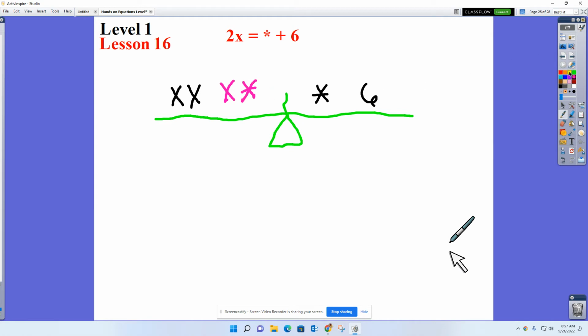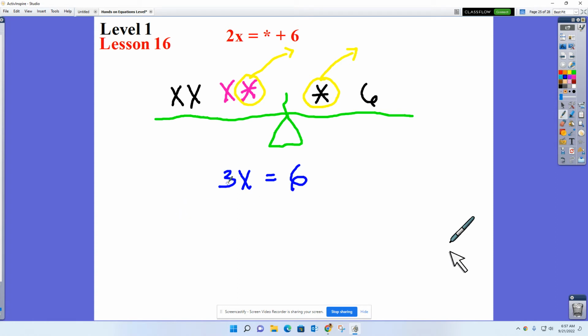Now what that allows me to do is to take away this star, so I'm going to circle it and just make an arrow saying, hey, I took that star off. I circled this side, make an arrow saying, look, I took that off. Now that leaves me with, on my left side of my pan, 3x, and I have 3x equals 6.